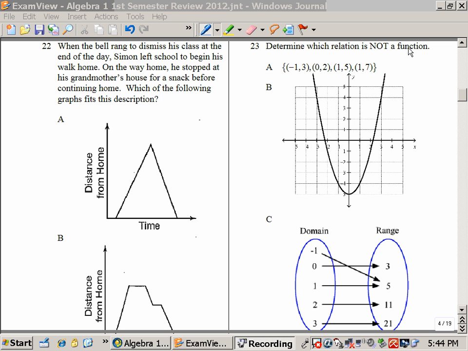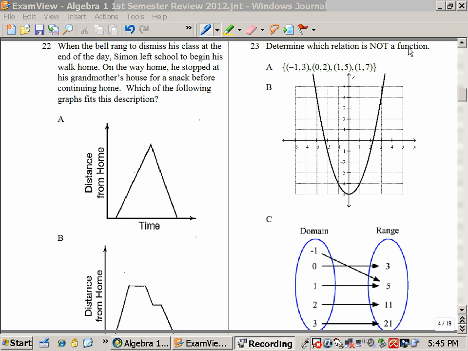Number 22, the bell rang at the end of the day, and Simon left school to begin his walk home. On the way home, he stopped at his grandmother's house and had a snack, and then he continued before going home. Which of the following fits the description?